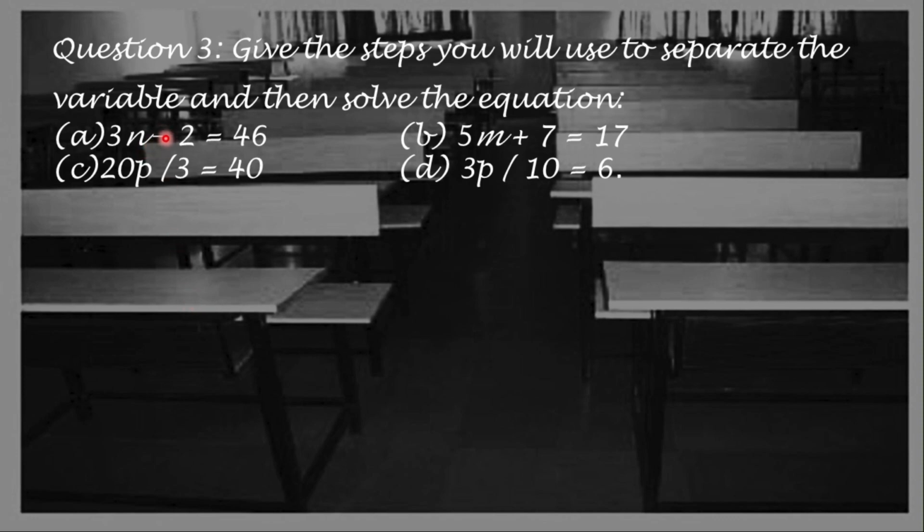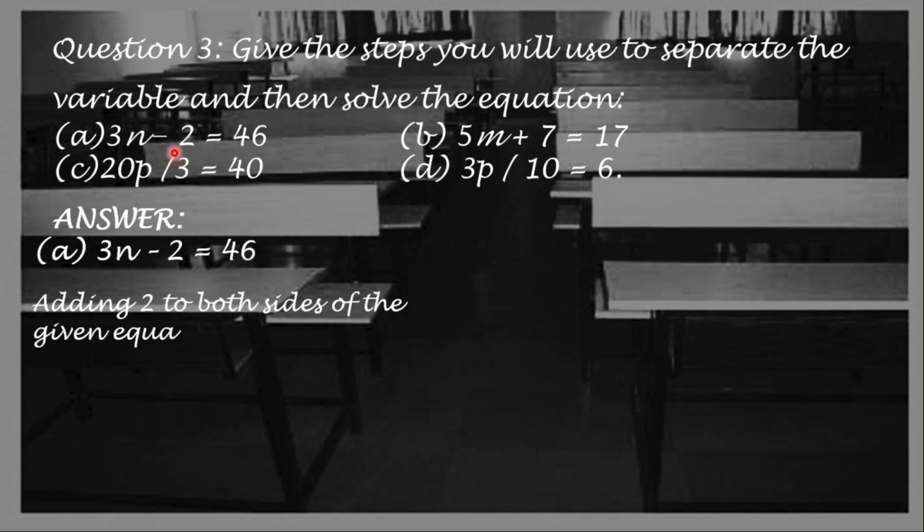So first, see, here we have the first term and the second term. So first what you need to do? You make the number into one term. So at the beginning we will remove this 2 from here. So for this we can see that here we have minus 2. So we will add 2 to both sides. So what we will get here after adding it? 3n minus 2 plus 2 is equals to 46 plus 2.